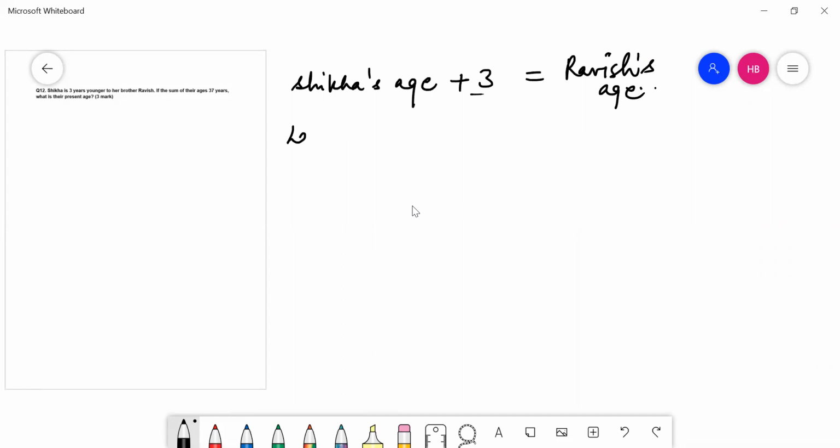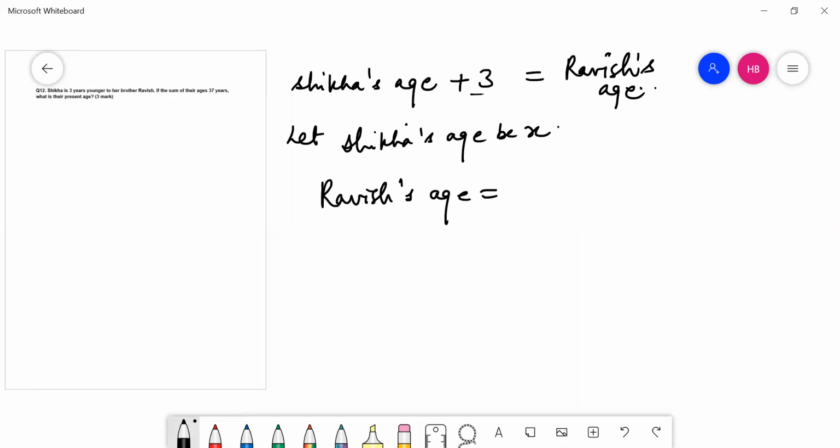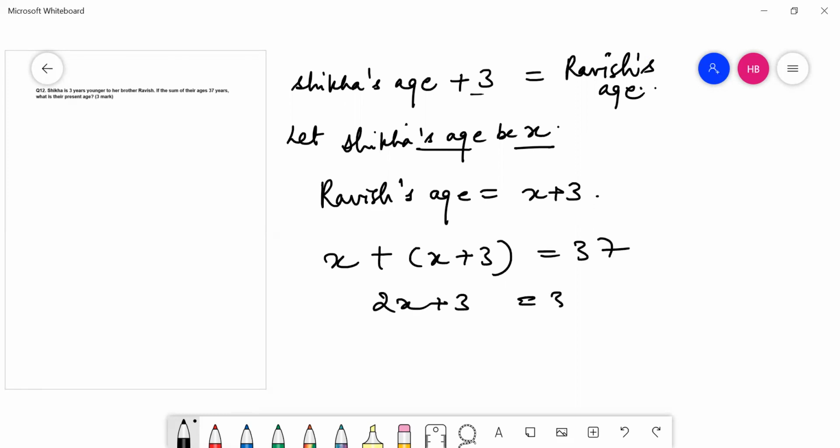So I'm taking, let Shikha's age be x. Then Ravish's age will be x plus 3, right? Now let's read the second line. If the sum of their ages is 37 years. So what is the sum of their ages? Shikha's age is x, Ravish's age is x plus 3, and their sum is 37, right? So 2x plus 3 is equal to 37.